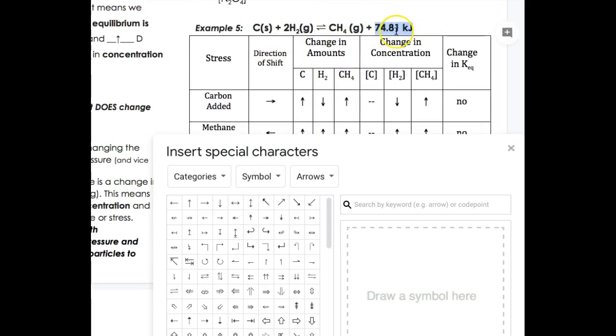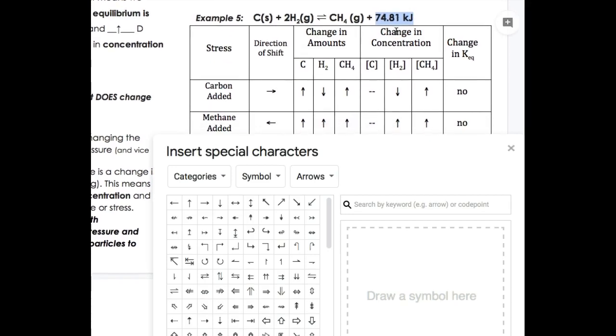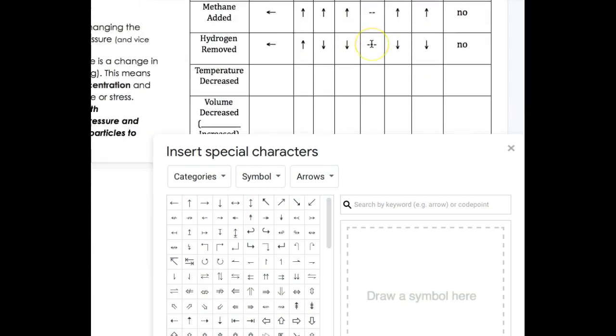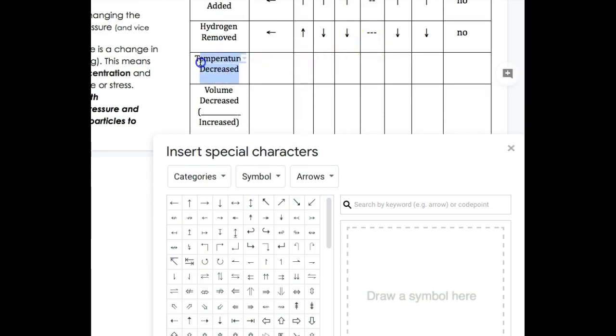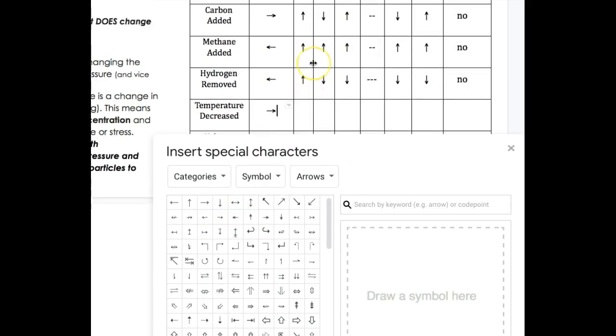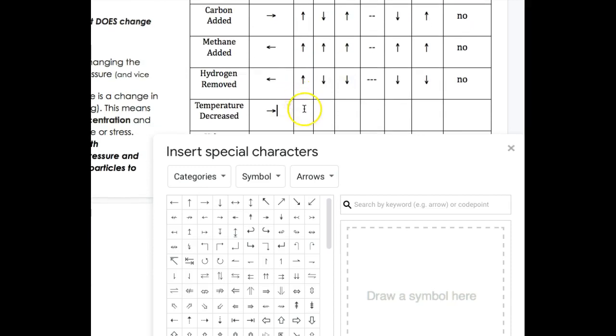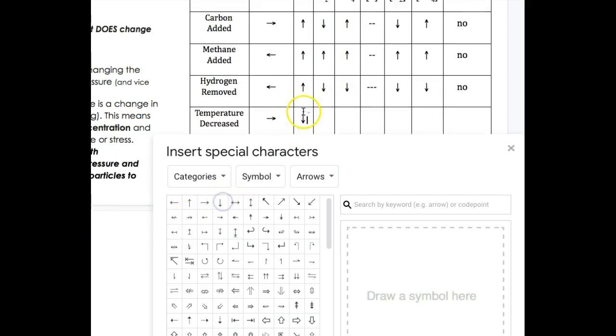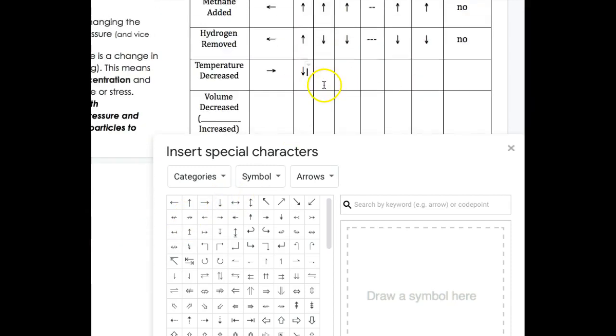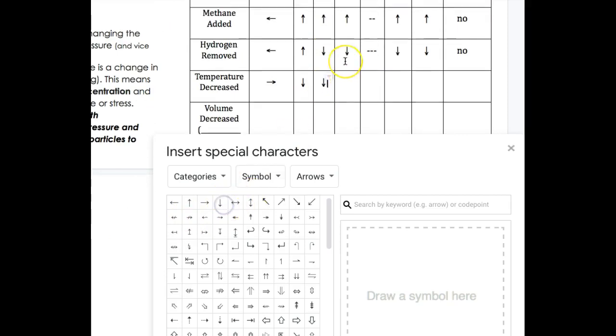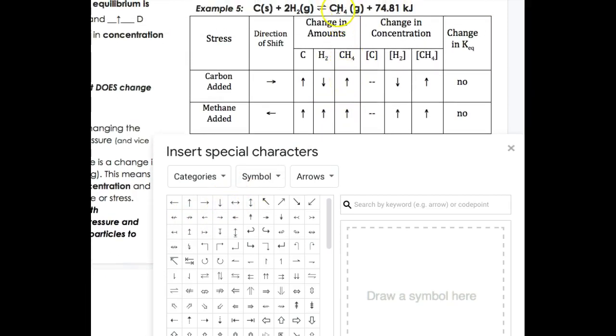And then temperature is decreased, so this goes down. So in order to counteract it, it's going to change by adding more energy, and that means it's going to shift to the right if we want to make more energy to make up for this drop in energy here. So it's going to shift to the right. Okay, and if we shift to the right, that means we're going to have less carbon, we're going to have less hydrogen, we're going to have more methane.